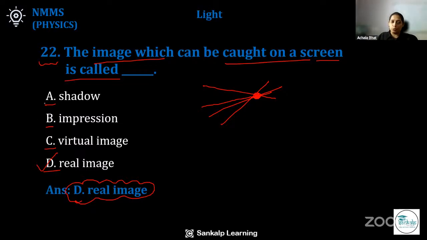Option A, shadow. No, a shadow is not an image. B, impression. Wrong. C, virtual image. A good example is the image formed by a plane mirror. In virtual images, light rays are not actually converging. Therefore, we cannot obtain a virtual image on the screen. Therefore, C is wrong. The correct option is option D, real image.